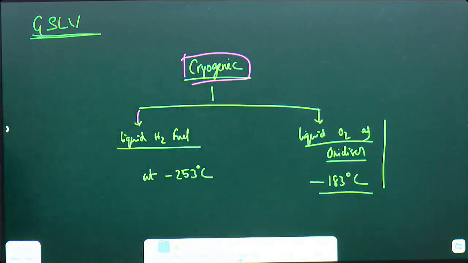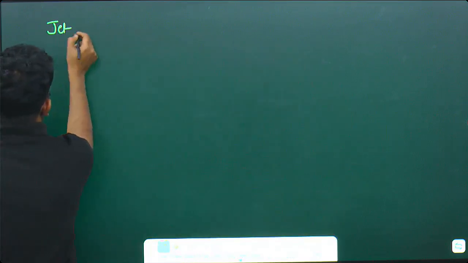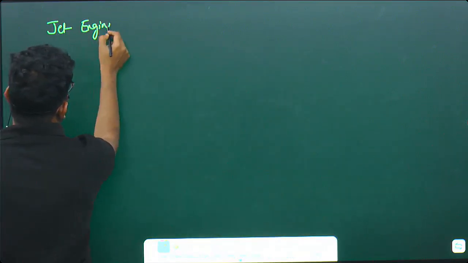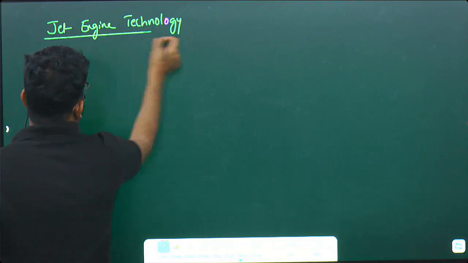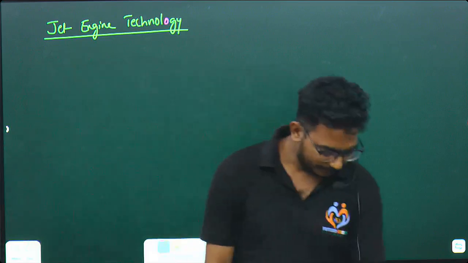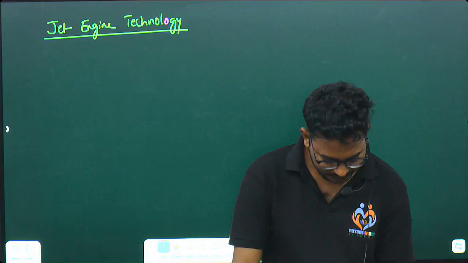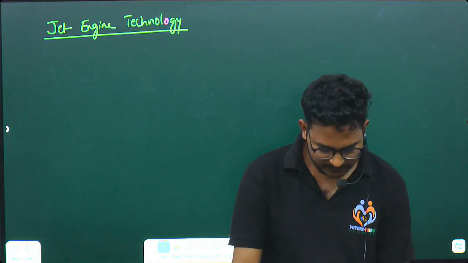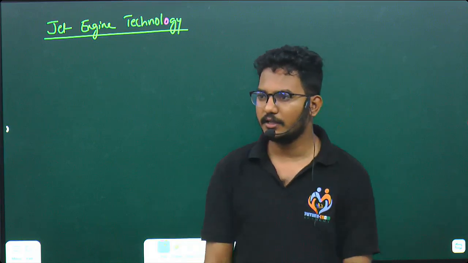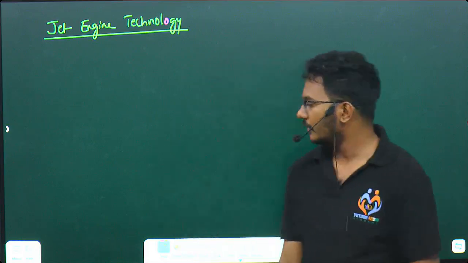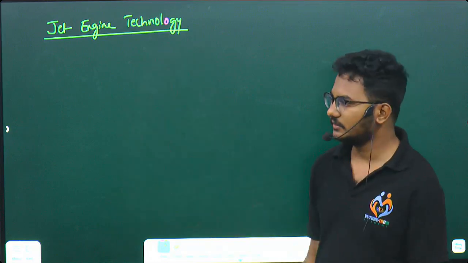Okay, next write down jet engine technology. This I'll complete and then I'll give you a break. Later we'll start with the successful missions of India: Chandrayaan 1, Mangalyaan, Astrosat. All these missions will start, but first we'll complete this and take a short break.